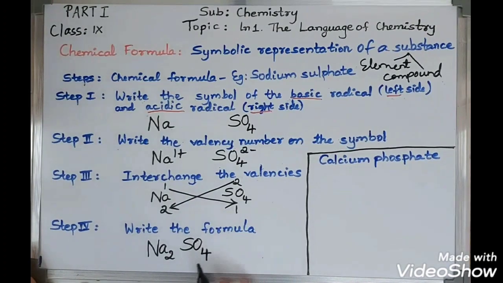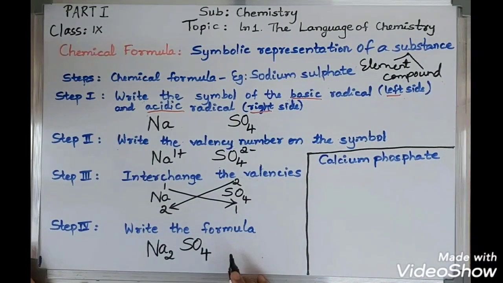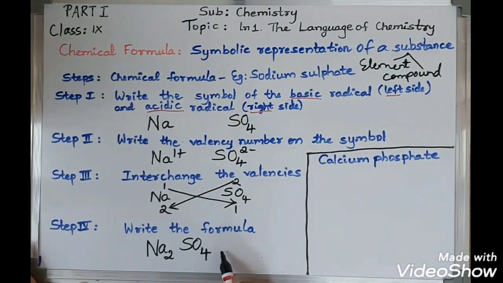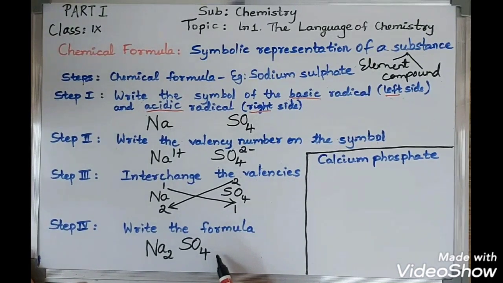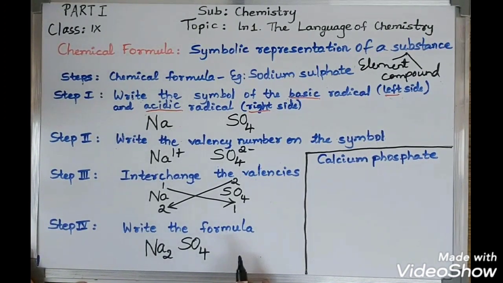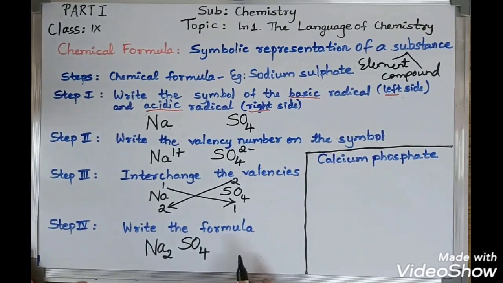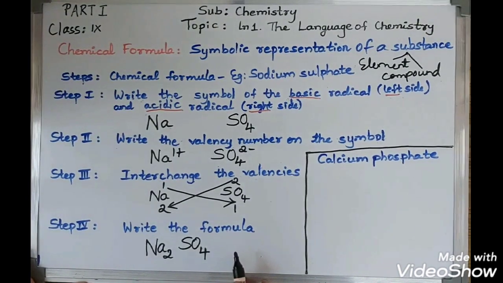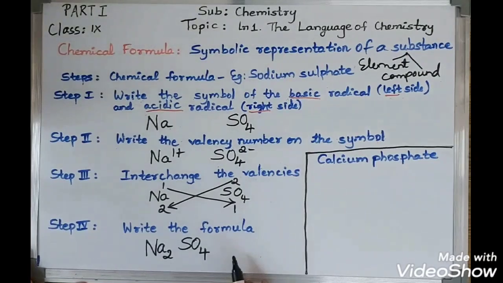Now here, SO4 is a radical. You have learned that a radical is a group of atoms carrying charge. Now here we have SO4 with valency 1, so there is no need of a bracket. If the radical has a valency number 2 or more than 2, you have to put a bracket and write the valency number on the right hand side bottom corner. Let me show an example of how it has to be done.